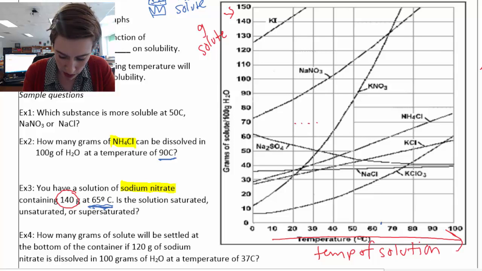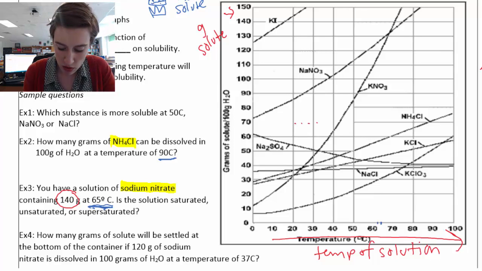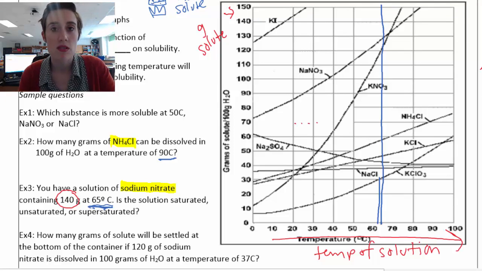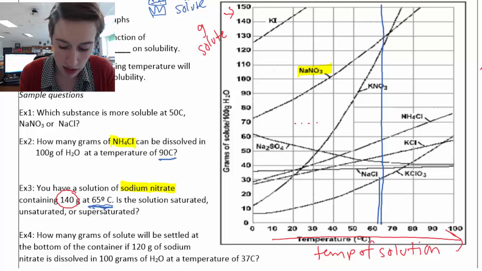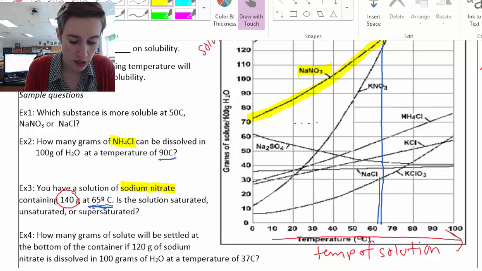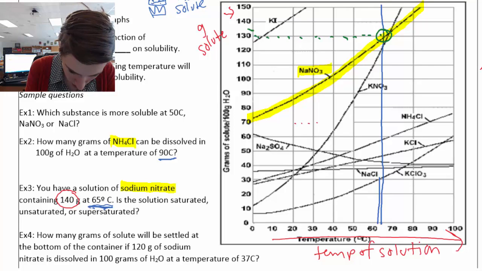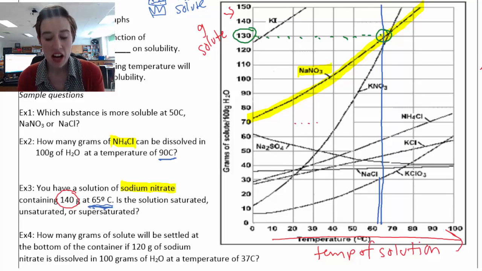So 65 is going to be right in between 60 and 70. So let me draw this line. Now I'm going to find my substance. My substance is sodium nitrate. Nitrate is NO3. It's polyatomic. So it's right here. So I'm going to highlight that line. And then I want to note where it intersects. Okay, so it's intersecting right here. It's intersecting right at 130 degrees, not 130 degrees, 130 grams.